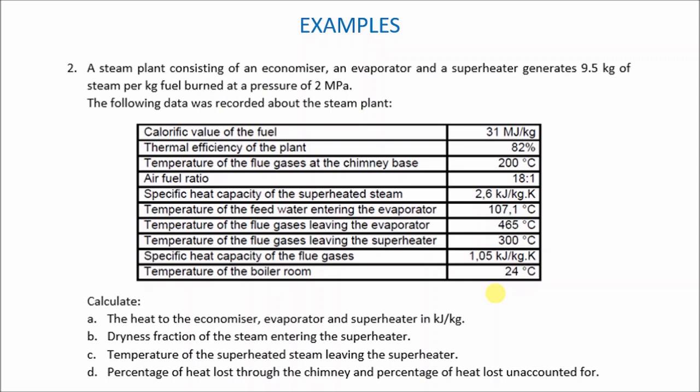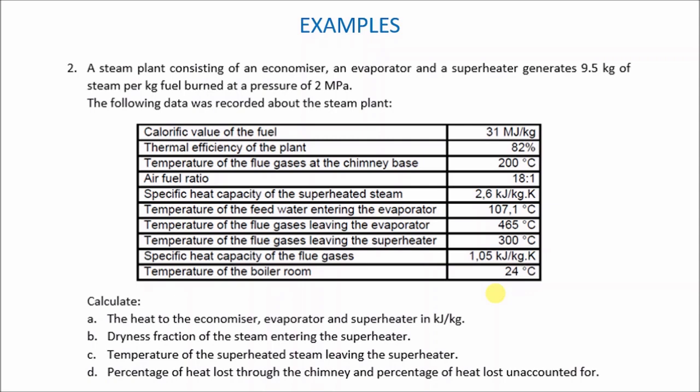Okay, the exit of the economizer will be the chimney base. Very important to remember. The air-fuel ratio is given to you as 18:1. Immediately from that, you understand that the mass of the flue gas will be 18 plus 1. So the air-fuel ratio is 18:1, therefore the mass of the flue gas is 18 plus 1.